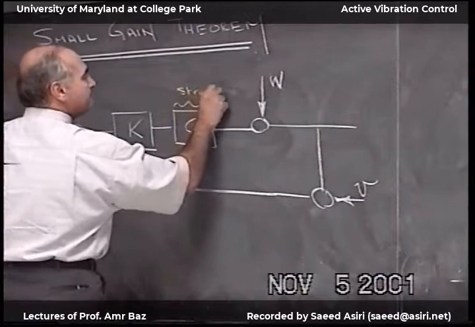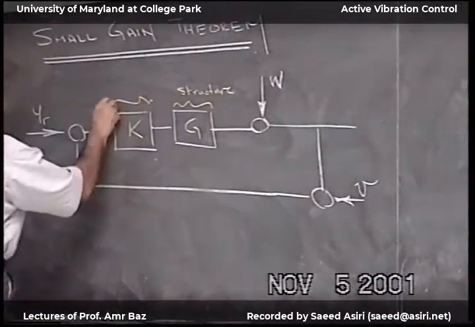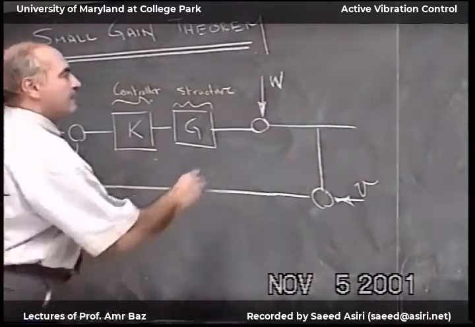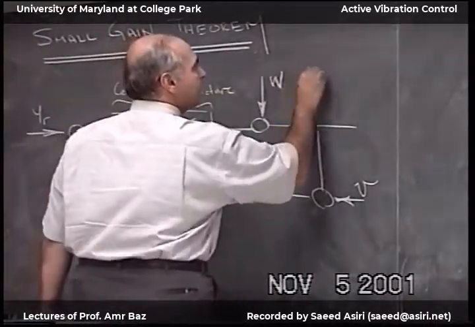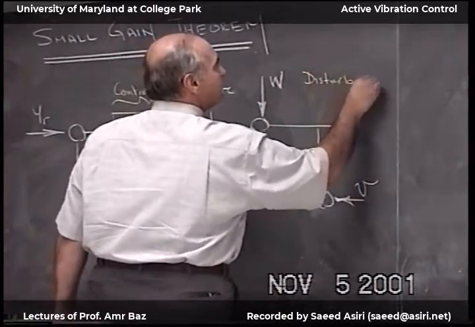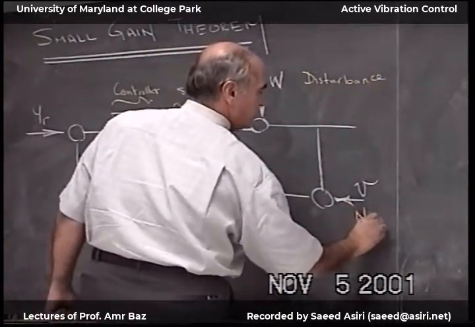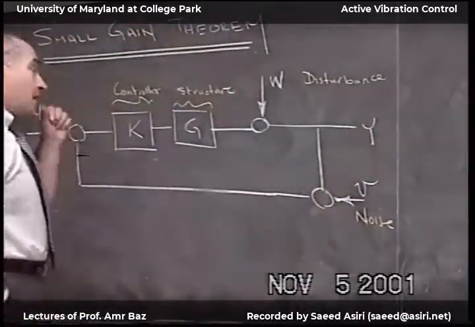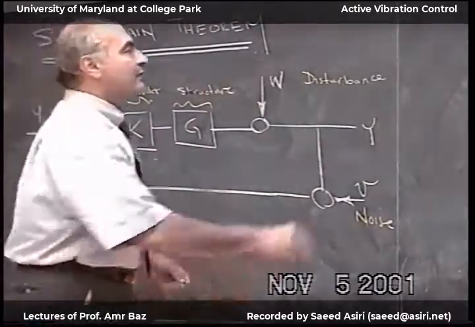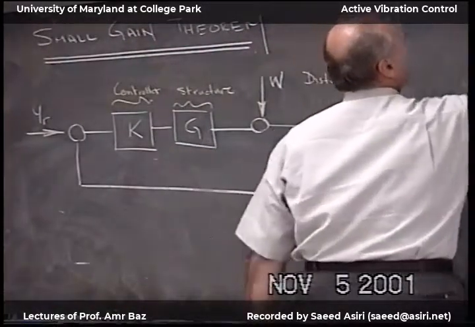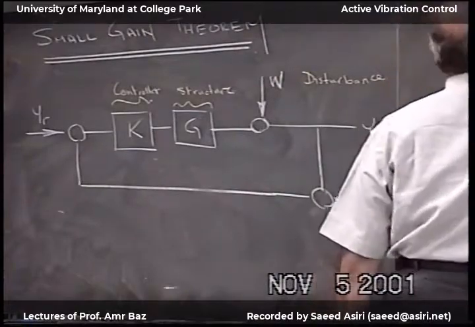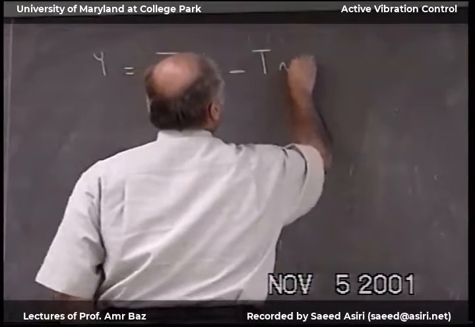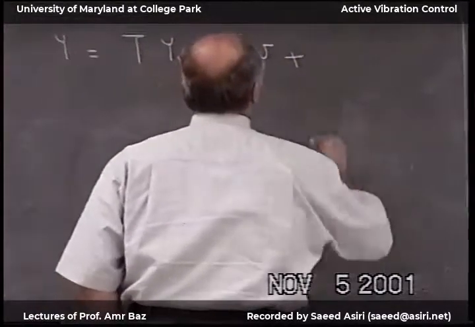Structure. And then the disturbance. The noise is the measurement, and then this is the output, Y. And we found out that Y is equal to T YR minus T plus the disturbance.